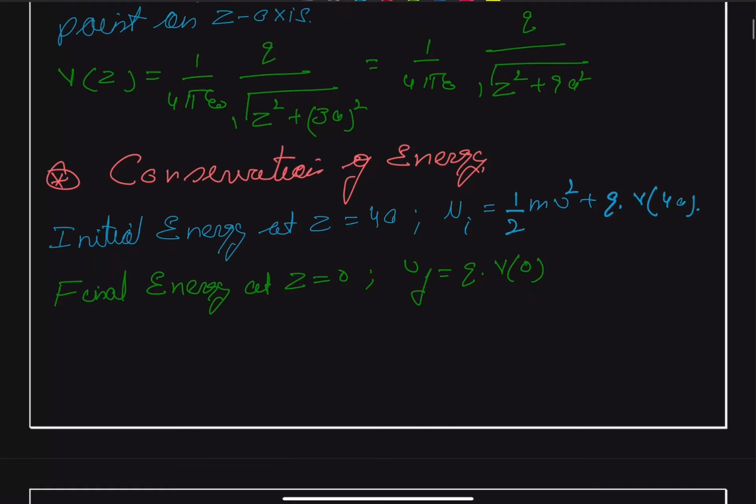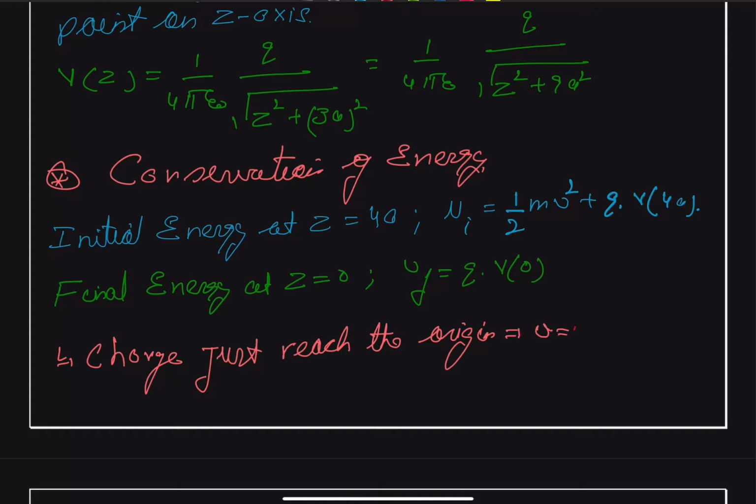So we have to remember this thing, that we want that charge to just reach the origin. So from here we can say our velocity v will be equal to 0 at z equal to 0. It means all kinetic energy or initial energy will be directly related with your potential energy.